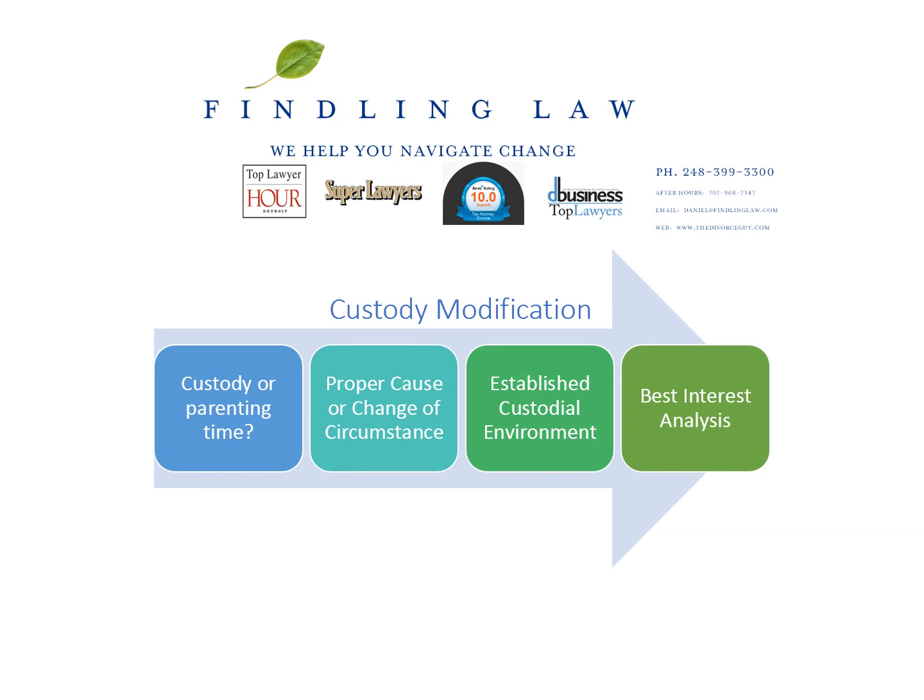Because the threshold says we're not going to modify an existing custody order, number 2, unless there's proper cause or change of circumstance. And if there is, we have to ask ourselves, is there an established custodial environment that sets the burden of proof? And then we can do our best interest analysis to see how the evidence applies to the best interest factors. It's important to be prepared.